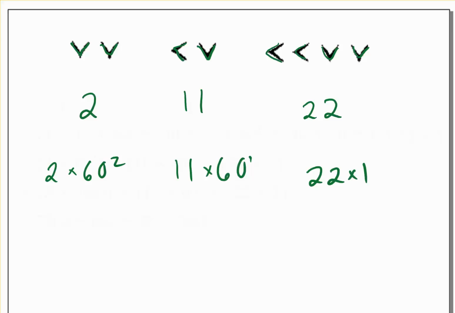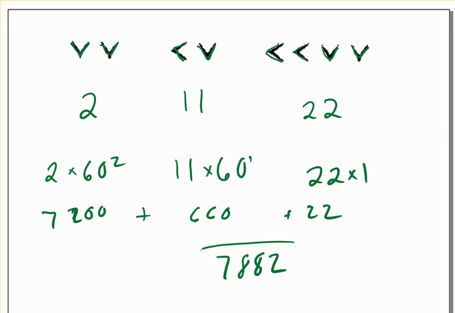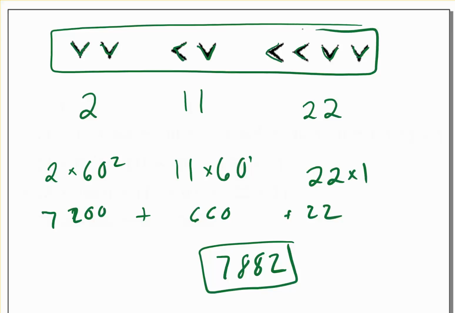So we're definitely going to need a calculator. 2 times 60 squared is 7,200. 11 times 60 is 660, plus 22. And we add all those up, and we get 7,882. So this positional system right here represents 7,882. And again, pause the video, go back, try it out.